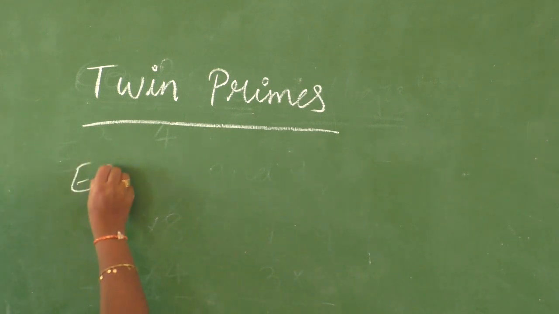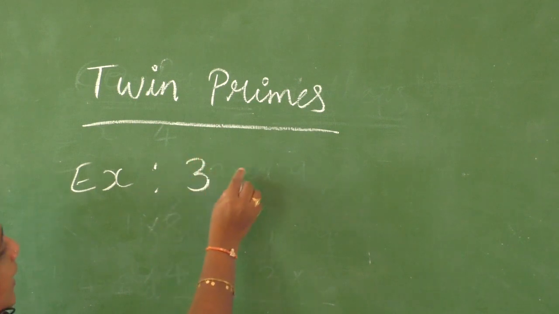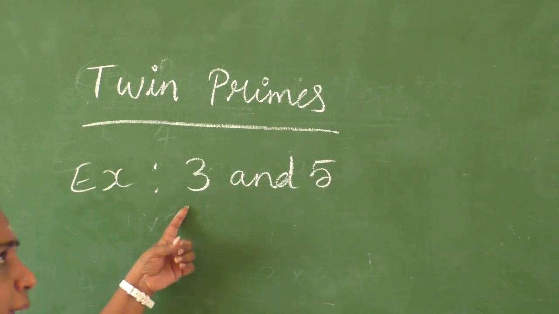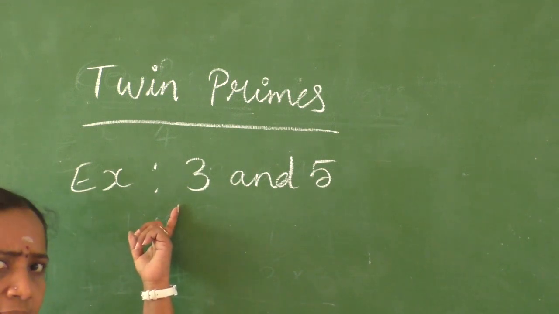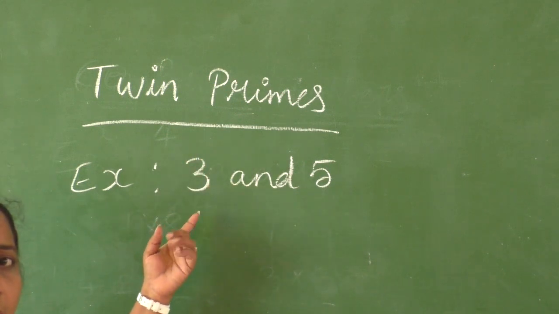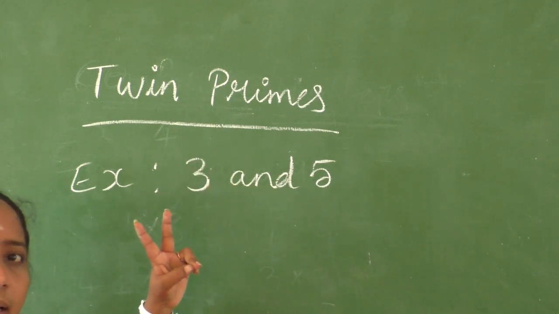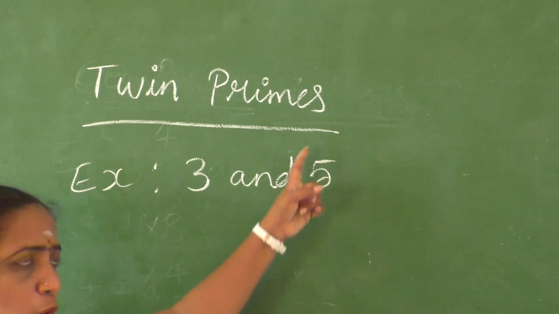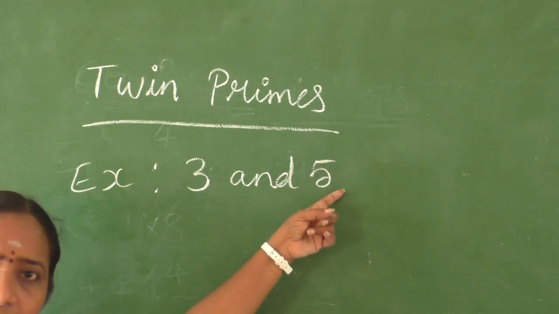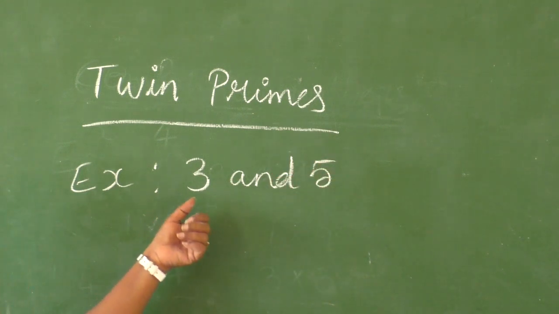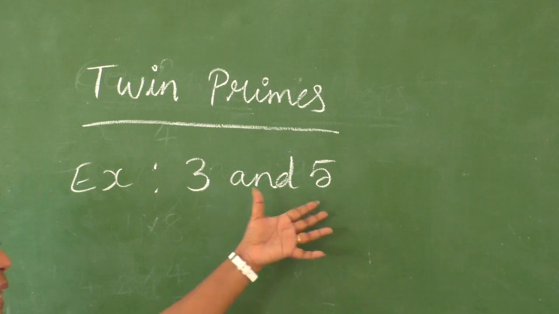See, for example, I am taking 3 and 5. 3 is a prime number. Is it or not? Prime number only, because what are the factors for this 3? 1 and 3 only. Other numbers will not come. So that's why 3 is a prime number, and 5 is also a prime number. Will 5 come in any other table? No, 1 and 5 only. So 5 is also a prime number. So I am taking two prime numbers, 3 and 5.